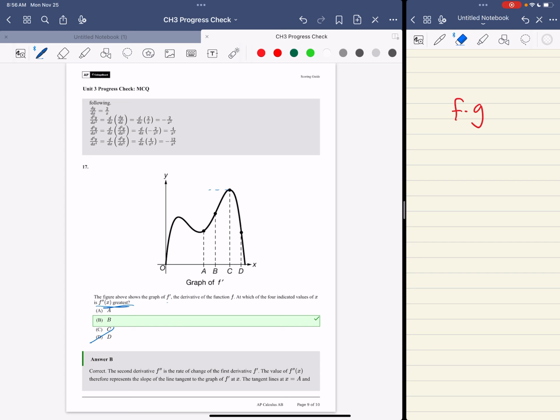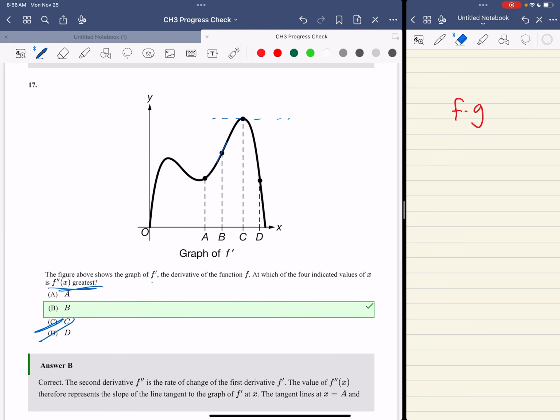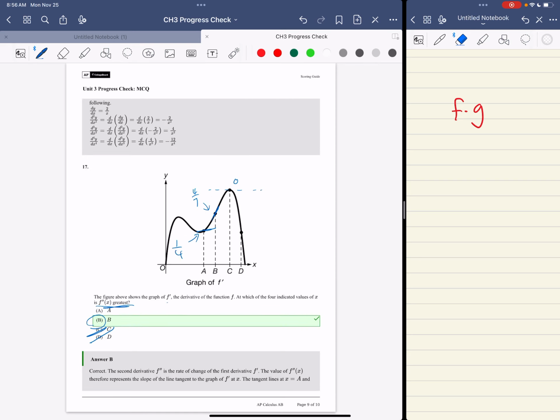C is the zero slope, so C cannot be the answer. So A or B are going to be the answer, but obviously this one is going to be steeper than this one. So B is going to be the greatest slope because that is probably 4/3. This is going to be most likely 1/4. That's going to be slope equals 0. This one is a negative slope. Okay, so that's easy.